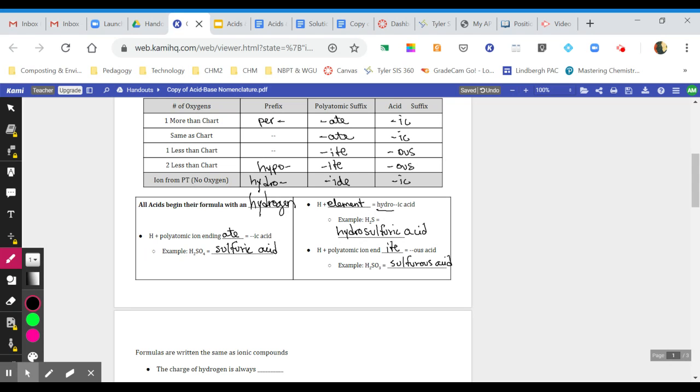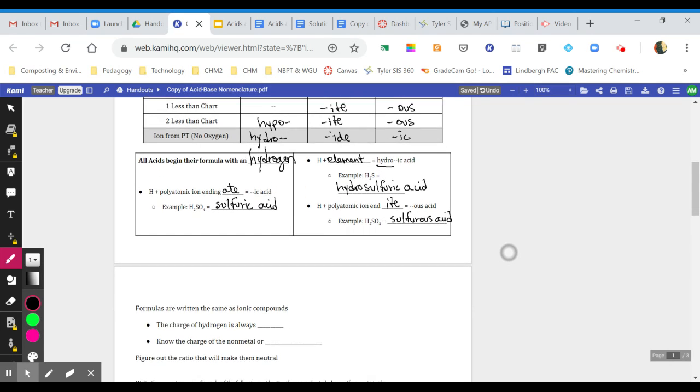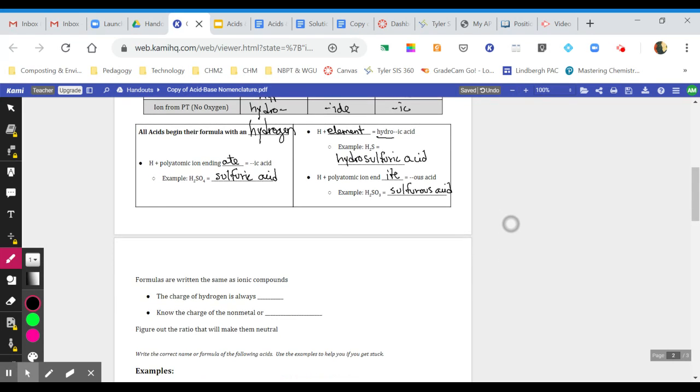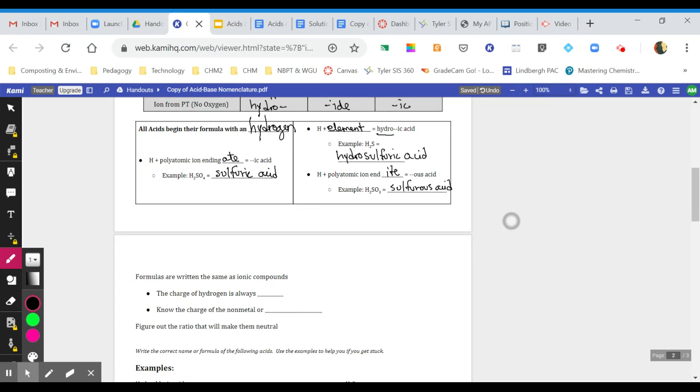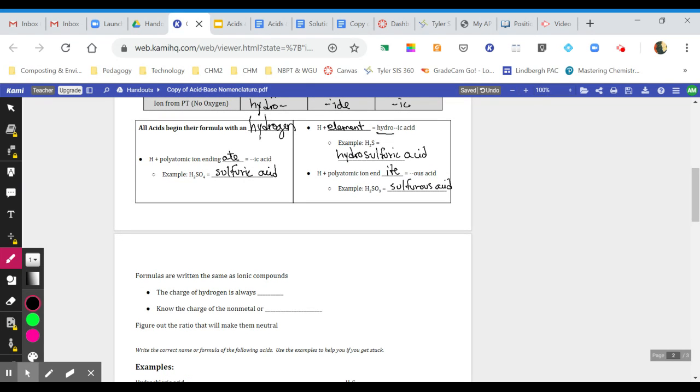All right, and hopefully you remember a little bit of this from first semester. So that's how we name them. To write the formulas, it's just like any other ionic compound. So we have to look at the charges to figure out what the formula will be.